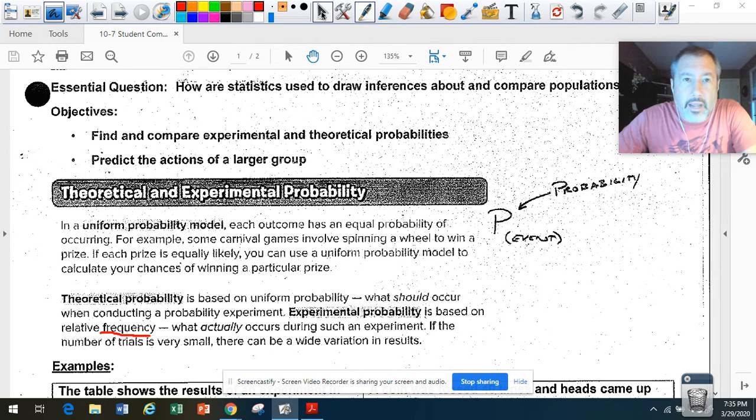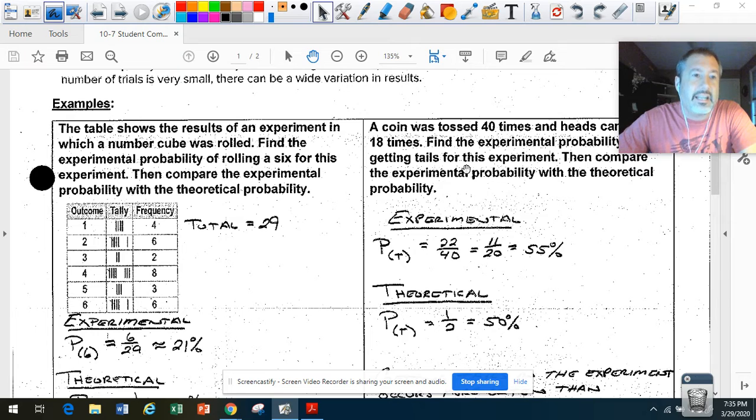So let's see what we have here. Let's scroll down here. It says the table shows the results of an experiment in which a number cube was rolled.